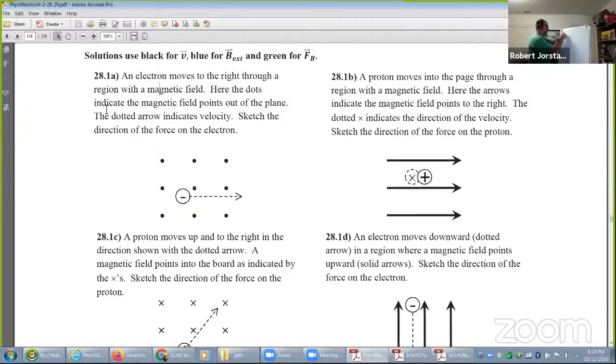Got an electron. And after I get them all drawn up, I'll talk to you. So you've got a few minutes to work here. So try and do these right now, and then if you beat me to it, you could read the solution. I'll scroll down after I get them drawn.